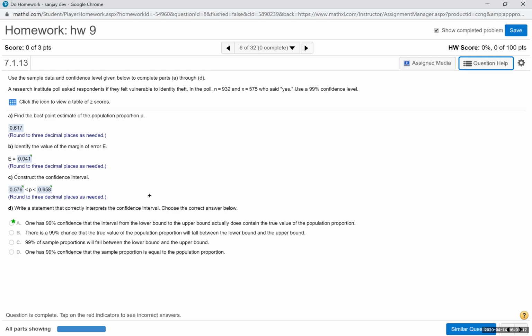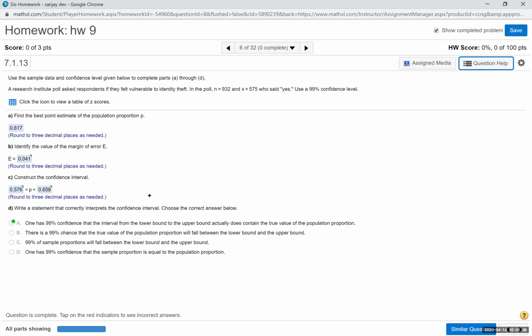And then part D says, write a statement that correctly interprets the confidence interval. Choose the correct answer. You have to say, how confident are you? So in this case, you are 99% confident. So the answer: one has 99% confidence that the interval from the lower bound to the upper bound, this is my lower bound, 0.576, this is my upper bound, 0.658, actually does contain the true value of the population proportion.